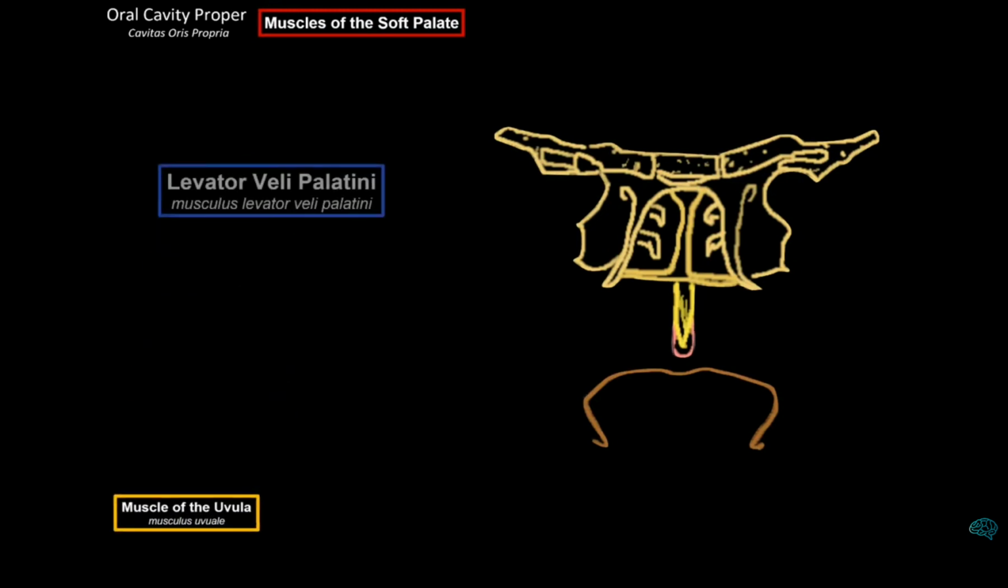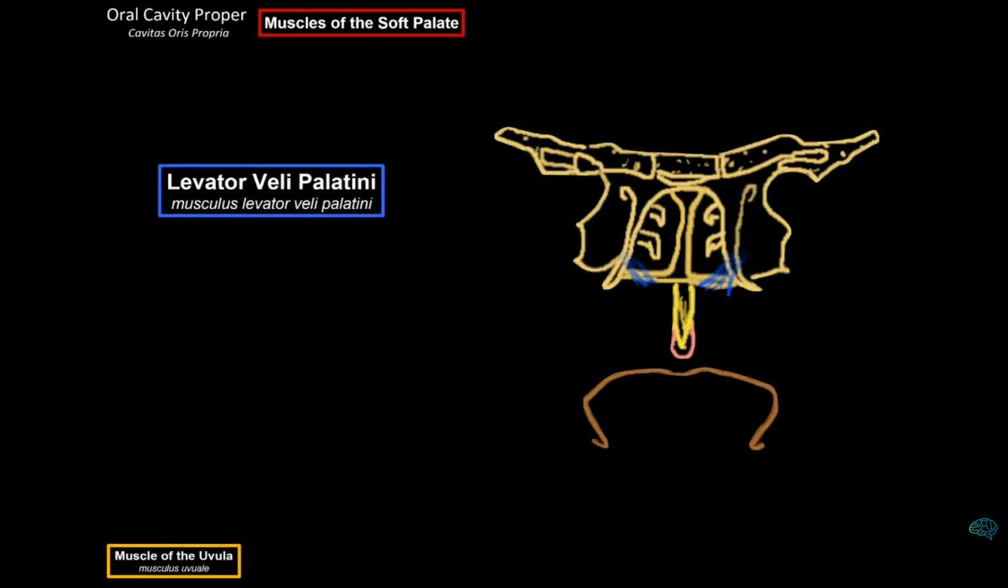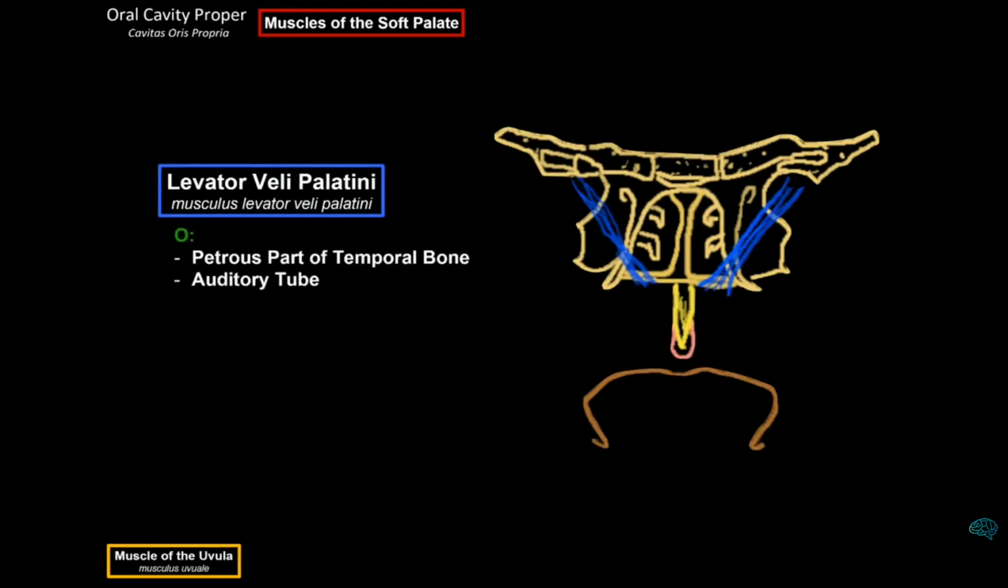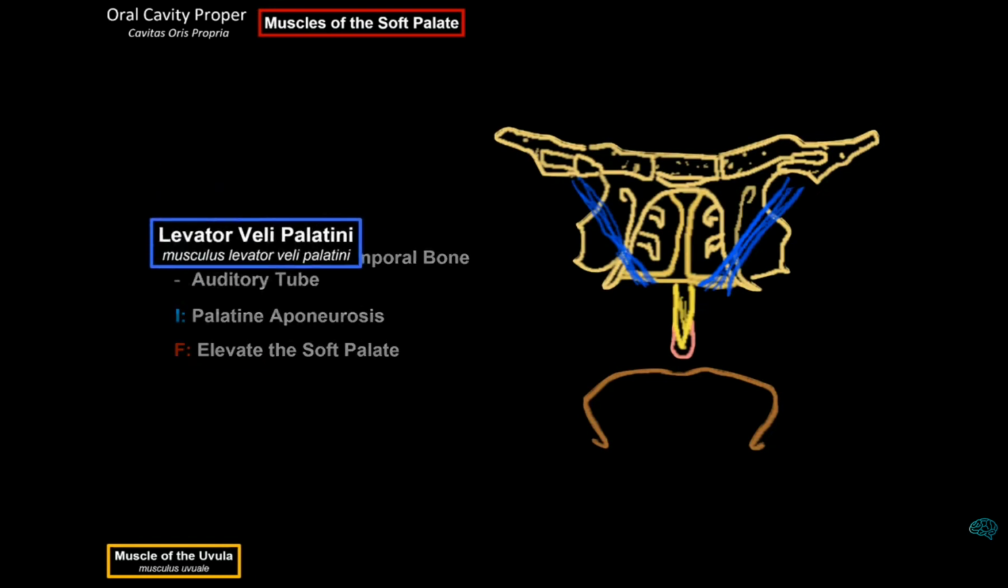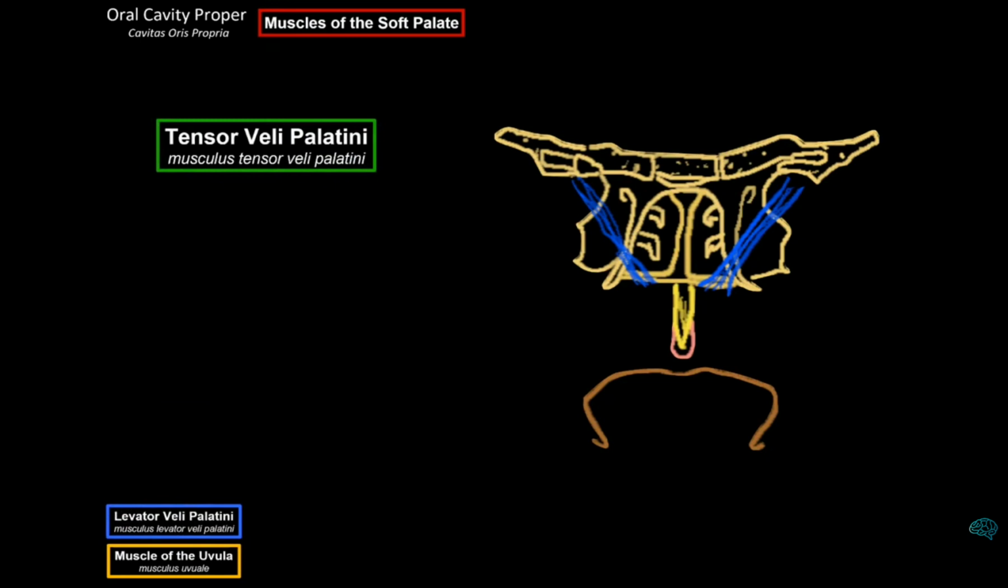Then we have a muscle called the levator veli palatini, which is this one. This muscle originates from the petrous part of the temporal bone, as well as from the auditory tube, and it inserts at the palatine aponeurosis, and its function is to elevate the soft palate. Notice that the auditory tube is involved, so when you swallow, it's also going to open up the auditory tube to a certain extent and release some pressure off the middle ear.